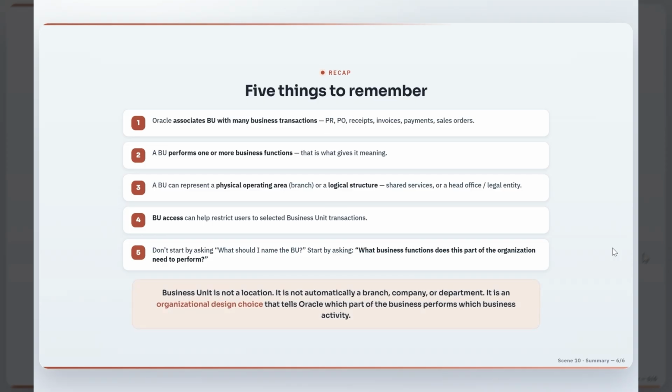A business unit is not automatically a location, branch, company, warehouse, or department. It is a flexible organizational design choice that tells Oracle which part of the enterprise performs which business activity. Once you understand that sentence, business unit stops being another confusing Oracle setup term. It becomes a practical tool for designing transaction ownership, shared services, and user access across the enterprise.